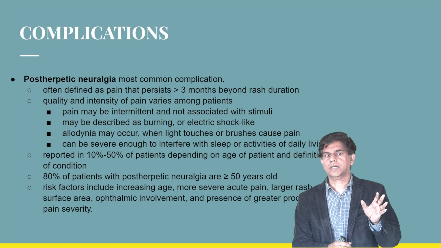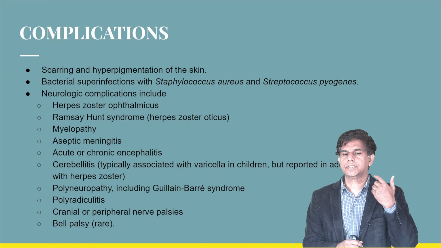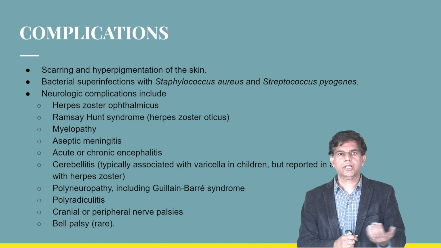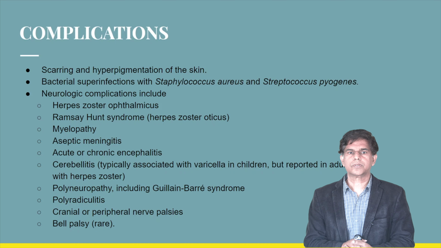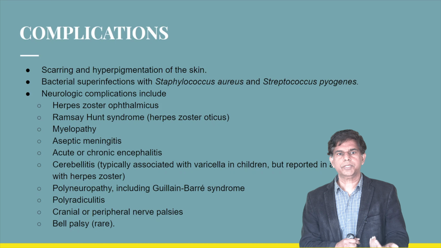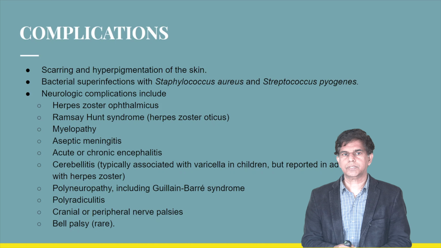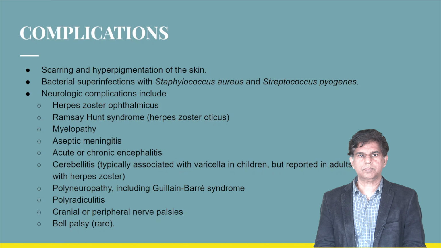Neurological complications: we already talked about herpes zoster ophthalmicus with the trigeminal nerve. You can get Ramsay Hunt syndrome with deafness, myelopathy, aseptic meningitis, acute and chronic encephalitis, cerebellitis, polyneuropathy, polyradiculitis, cranial nerve palsies, and Bell's palsy also. So many neurological complications are there.